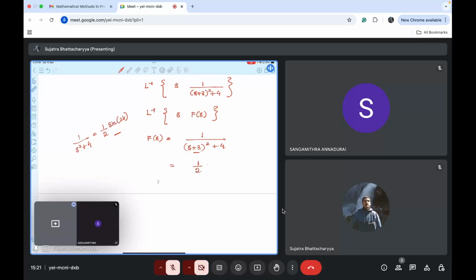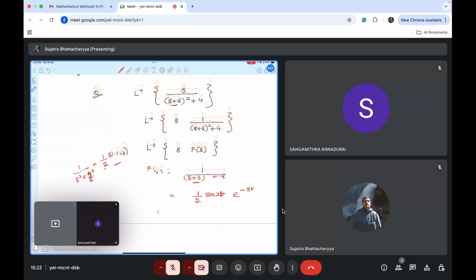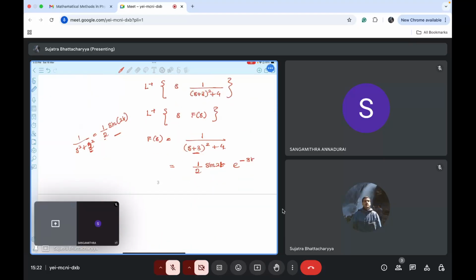Let it be 1 by 2 sine 2t. Okay. Why am I writing 2? Because it is 2 square. Okay. 4 is 2 square. So I need to have 2. Fine. So 1 by 2 sine 2t we have for this. But along with that, because of this shifting property, that there is a s plus 3 here, you have to multiply an exponential with a minus 3t. Because if it is plus here, then there is a minus. So I am writing it like this.